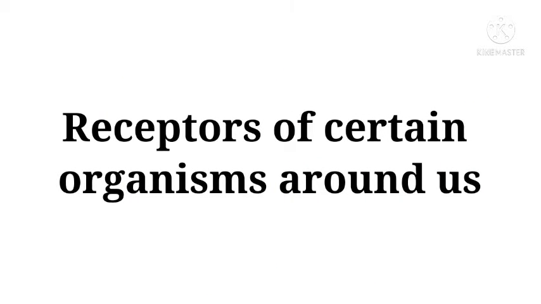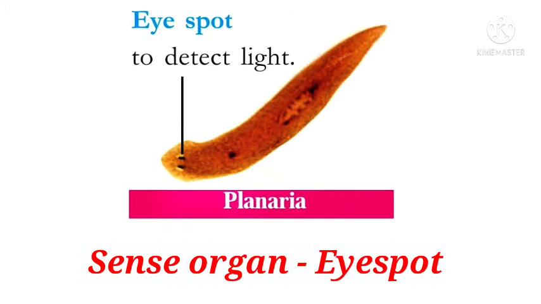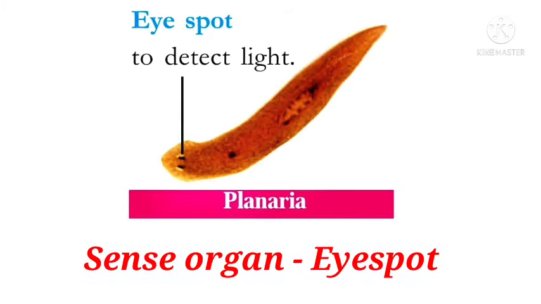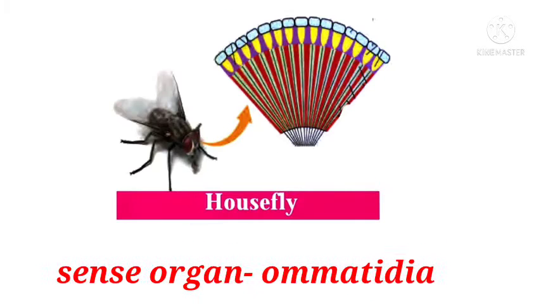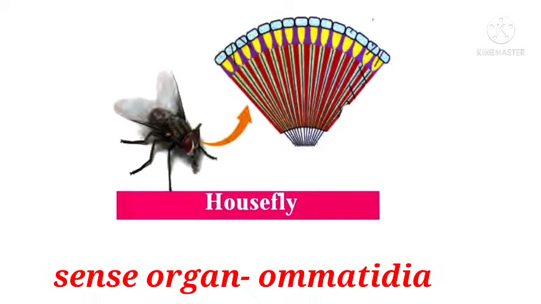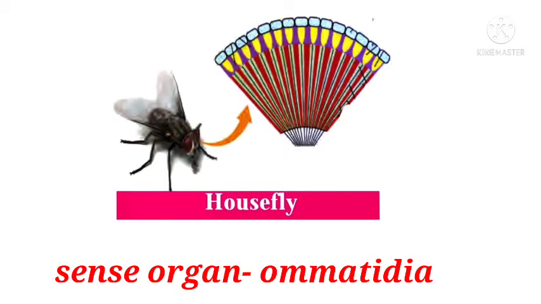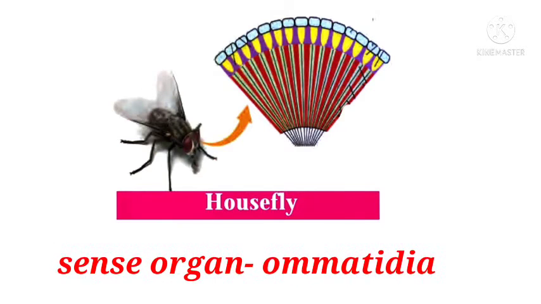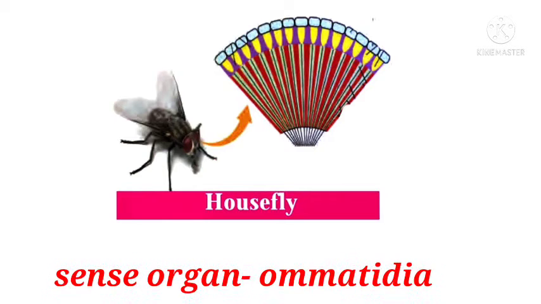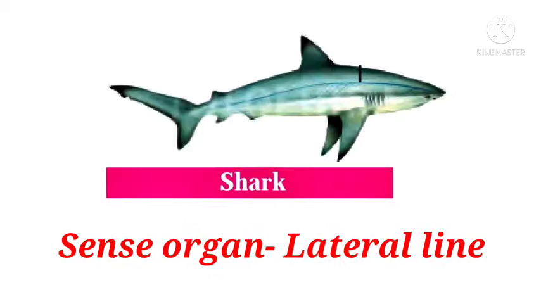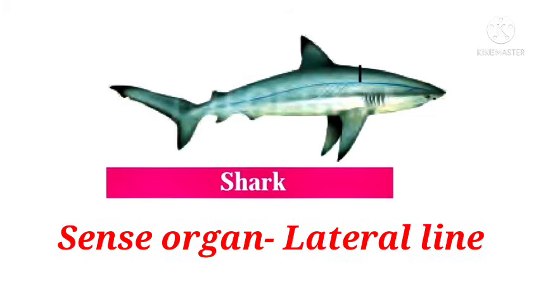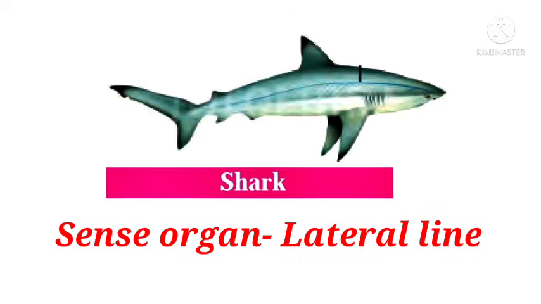Now we shall learn about the receptors of certain organisms around us. The receptor of planaria is the eye spot, which helps to detect light. The receptor of the housefly is ommatidia. Houseflies have thousands of small eyes, consisting of clusters of receptors called ommatidia. The receptor of the shark is the lateral line on either side of the body, which helps to detect changes in the equilibrium of the body.